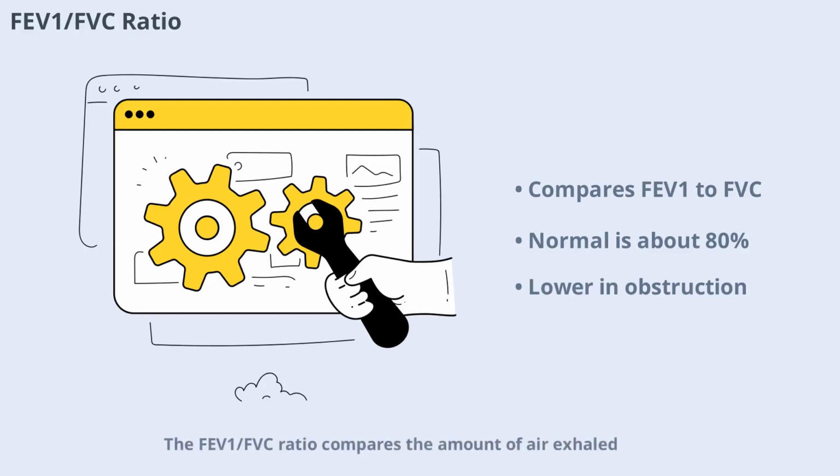The FEV1-FVC ratio compares the amount of air exhaled in the first second to the total exhaled air. In healthy adults, this ratio is typically around 80%. A lower ratio suggests obstructive lung disease, where the airways are narrowed and air cannot be expelled quickly. This ratio is a key diagnostic tool in respiratory medicine.